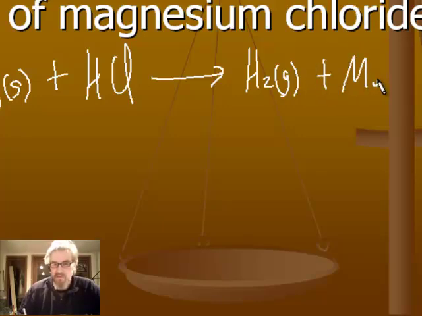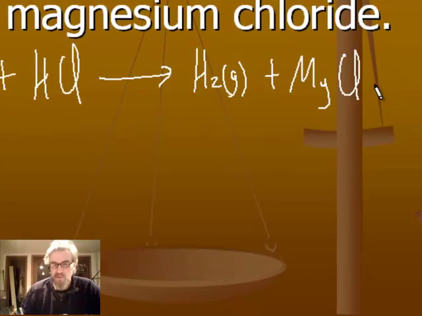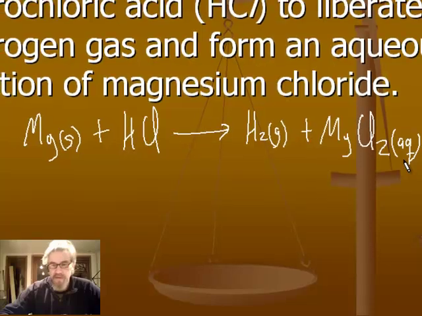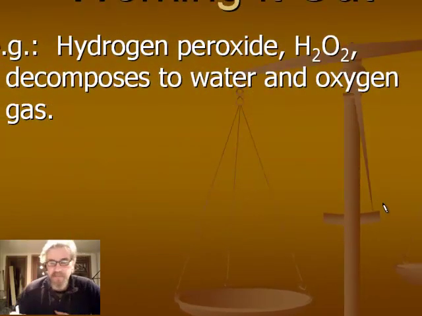Well, magnesium's a 2 plus, chloride ion's a 1 minus, so our formula is MgCl2. An aqueous solution, well, it's dissolved in water, that means. Little aq symbol goes for that. Hydrogen peroxide, H2O2, decomposes to water and oxygen gas.